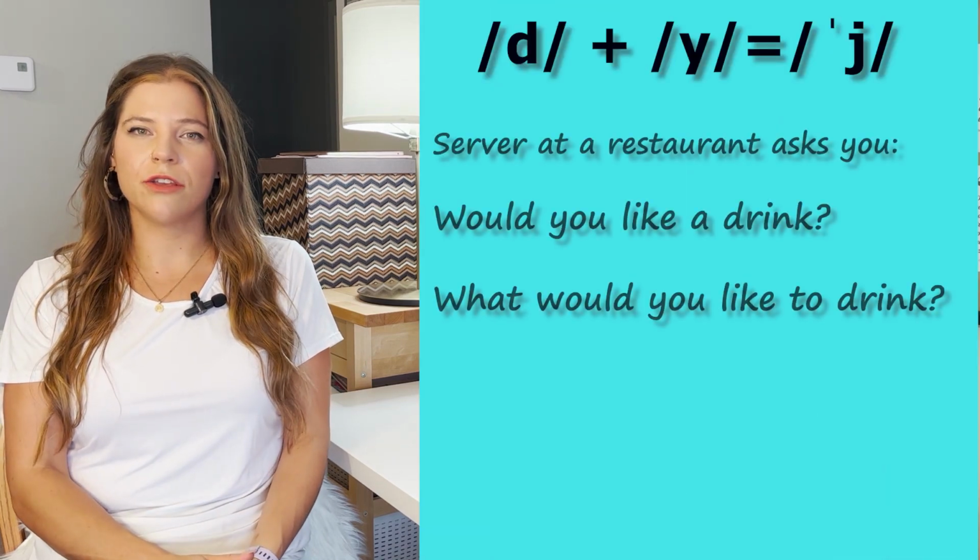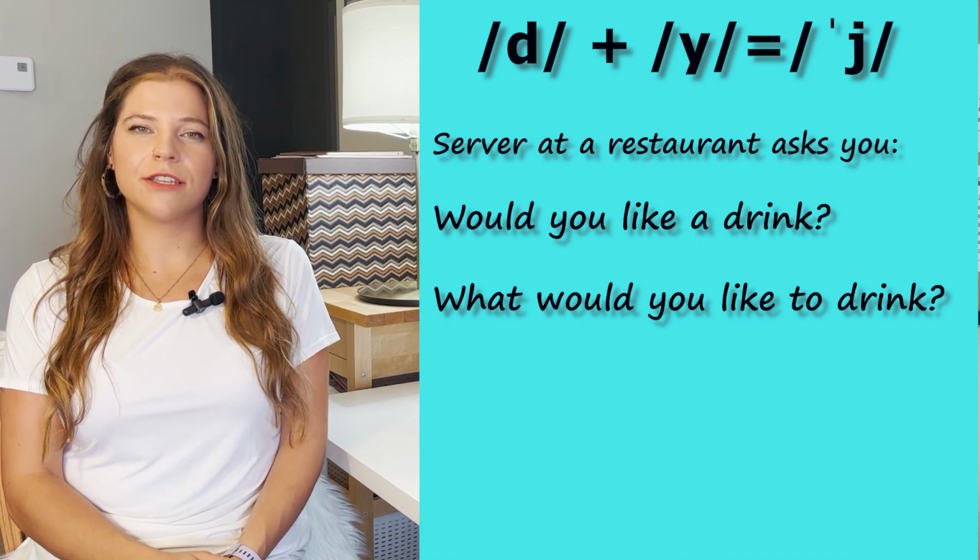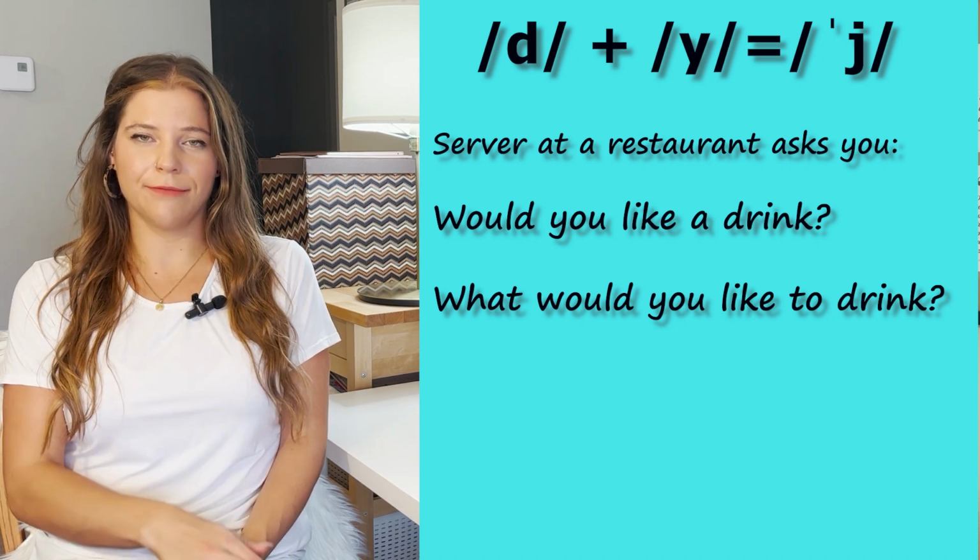The first two letters that sound different when they come together are D and Y. And when they come together, they sound like J. For example, if you go to a restaurant, a server might ask you, "Would you like a drink?" Or they might ask you, "What would you like to drink?"